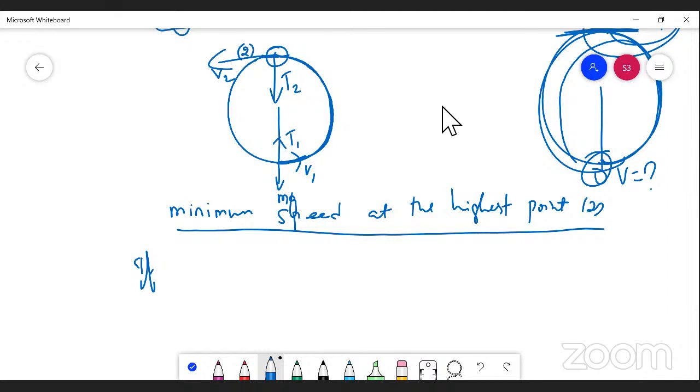The velocity is not 0. At the highest point, the velocity is not 0. If it were 0, the bob would not attain the circular path; it would leave the circular path. So it retains some velocity v.